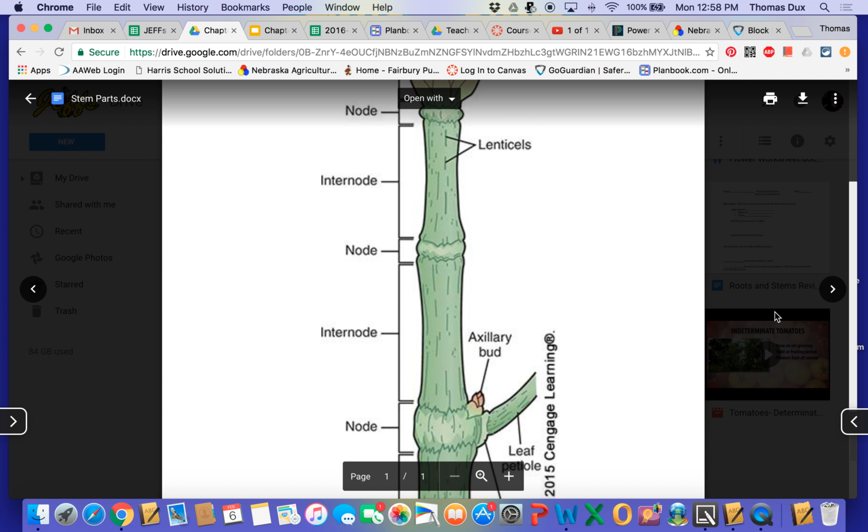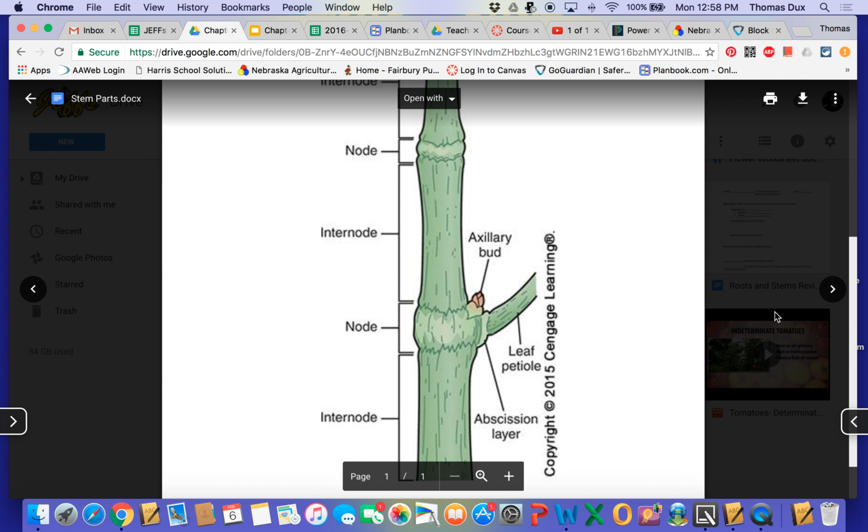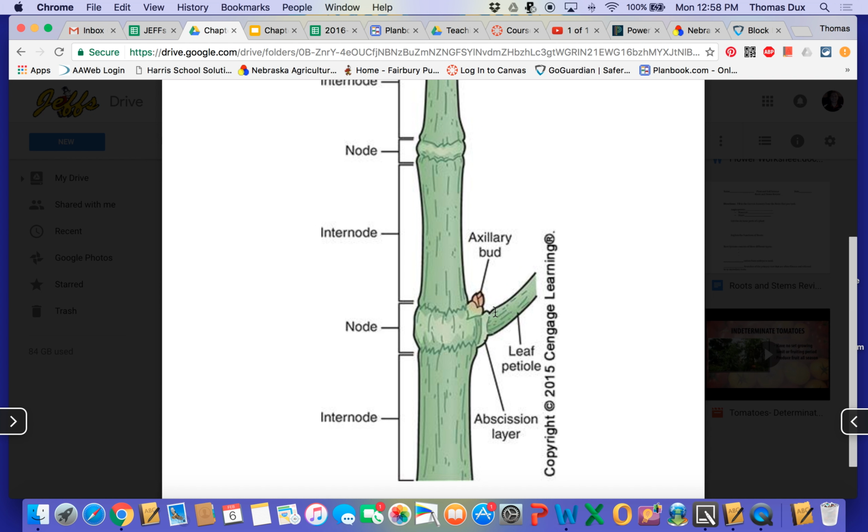Then we have the auxiliary bud, where a new stem is going to be coming out of, right on the node. This is the leaf petiole, and then the abscission layer. This abscission layer is actually just the layer where the new bud's going to be coming out of as well. So that auxiliary is still different than, I believe so.